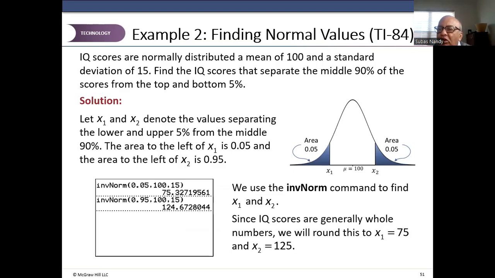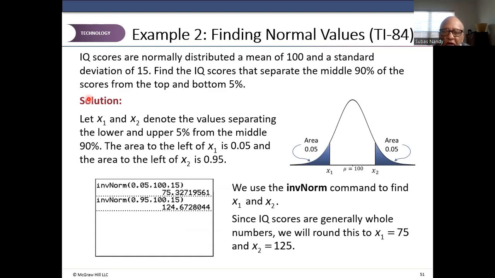Now, I told you the normal curve is symmetric. That means the total area in the two tails is 0.1. Then you divide it by 2 into two equal parts. Area in the left tail is 0.05. Area in the right tail is also 0.05. Why? 0.1 divided by 2 is 0.05. Now we know the area in the left tail is 0.05.